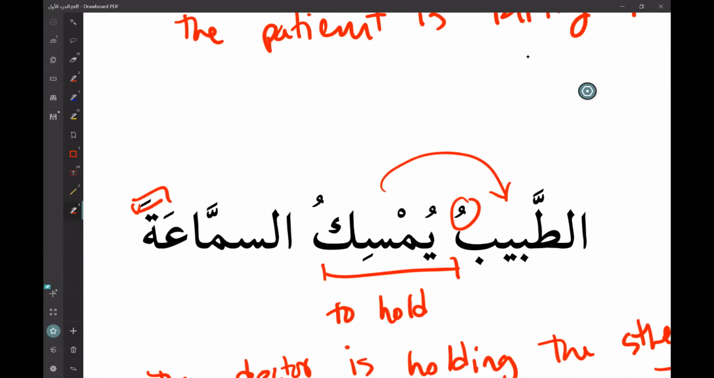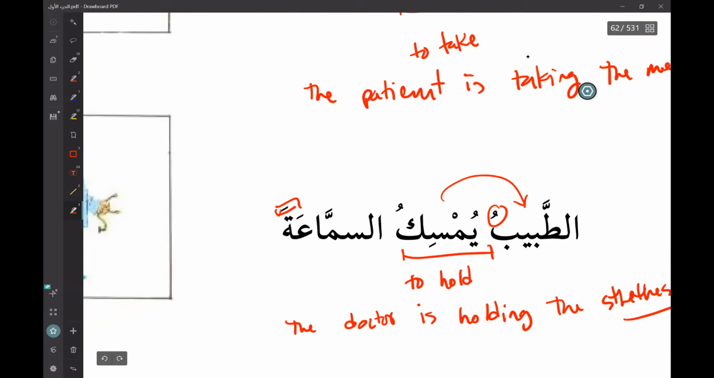Okay, in a verbal sentence, when we have a dhamma, it's because every verb needs a doer, right? We talked about this one. Every verb needs someone who is doing that action. That doer is indicated as a pronoun in the verb itself. Here it indicates he, but then we can also specify who that he is. Here we're specifying that the doctor is the one who is holding. In such a case, we indicate the doer by using dhamma. So at-tabibu is the one who is holding. What is he holding? He's holding a samma, which is the object, and we have fatha.